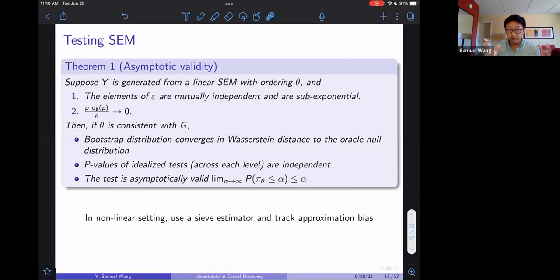So this is, again, like I said, I'm going to mostly focus on the linear case. You can think about the nonlinear setting, and the way to think about this maybe is just to use a sieve estimator to model the nonlinear function, where we have a basis of functions which we allow to grow with our sample size, and we just track the approximation bias through.